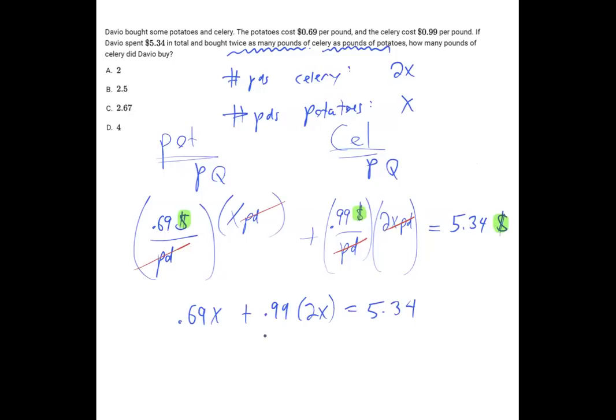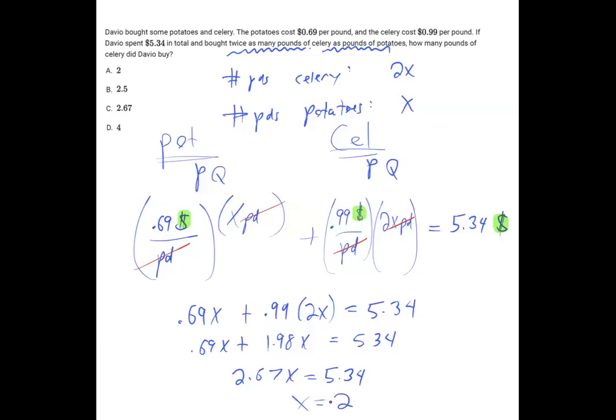And now we can start doing some arithmetic here. 0.99 times 2 is 1.98. Now we can add the 1.98 with the 0.69, which is 2.67. 2.67x equals 5.34. And now we're going to divide both sides by 2.67. And x comes out to 2.